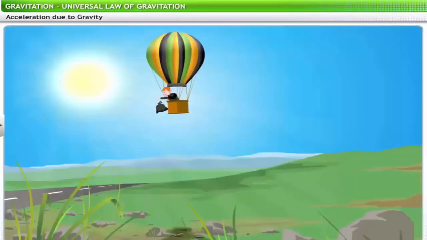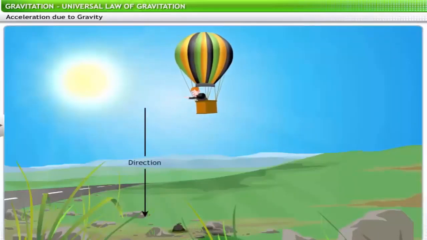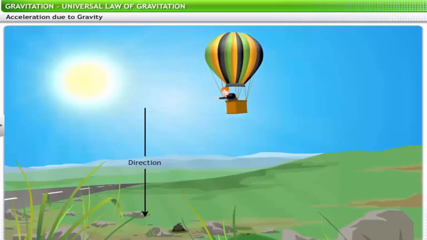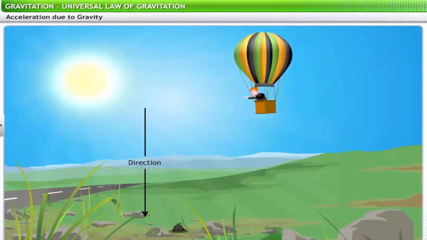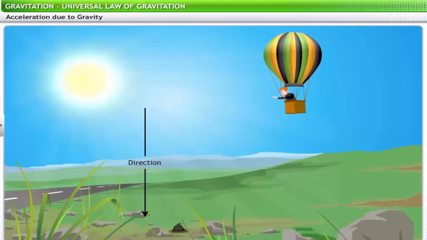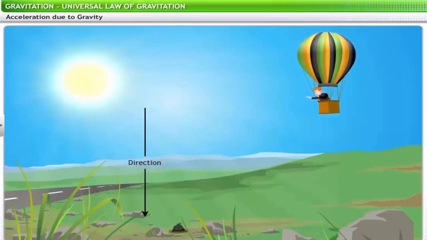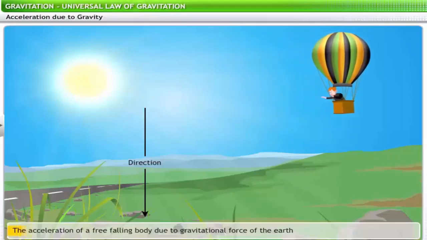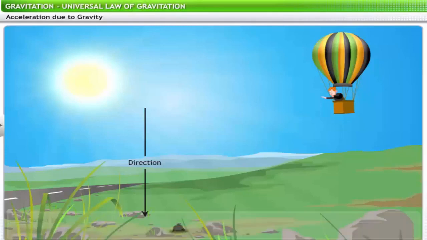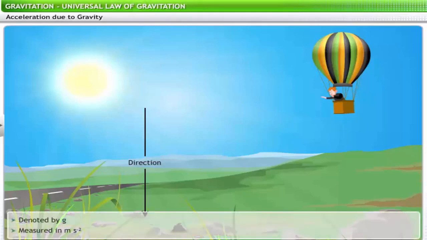Objects in free fall move only in one direction. However, their velocity changes as they fall. A change in velocity results in acceleration. The acceleration of a freely falling body due to the gravitational force of the Earth is known as acceleration due to gravity. Acceleration due to gravity is denoted by the small letter g and is measured in meter per second square.